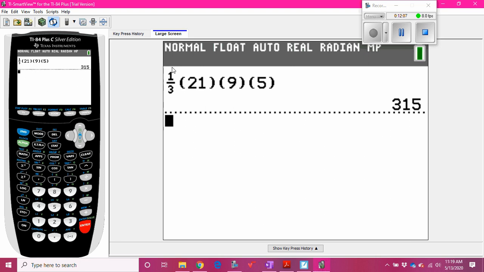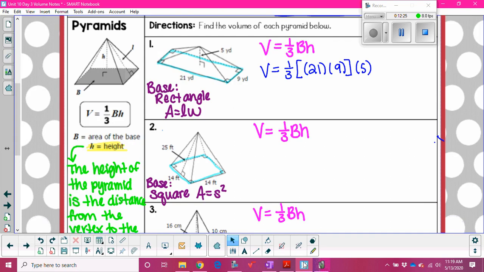This whole fraction feature of your calculator saves you from making some careless mistakes, because sometimes when you put them into your calculator, it doesn't work the way you're wanting it to work. So it is best to use that fraction feature. Okay, so let's go back and type in. So our answer is 315 yards cubed. So I'm just going to write that down. We have 315 cubic yards.